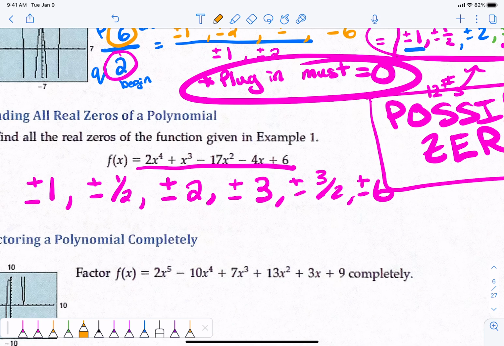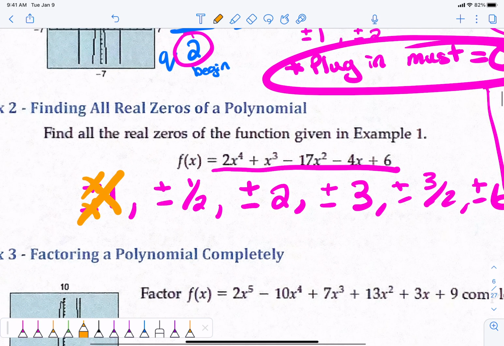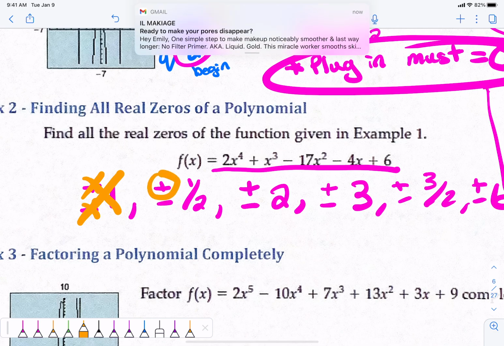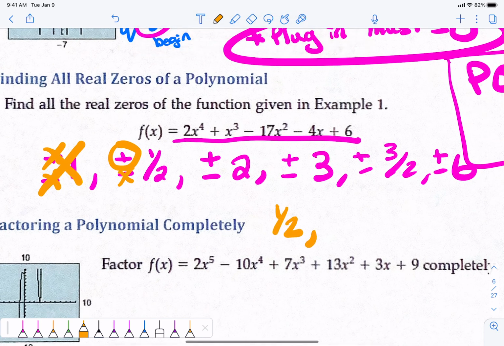So 1 and -1. I'm gonna cross them off. 1, -1 doesn't work, so none of those work. Positive 1/2. Yes, positive 1/2 works. What about negative 1/2? No. So right now I'm gonna list positive 1/2. That is one that works. How many total possible could work? 4.